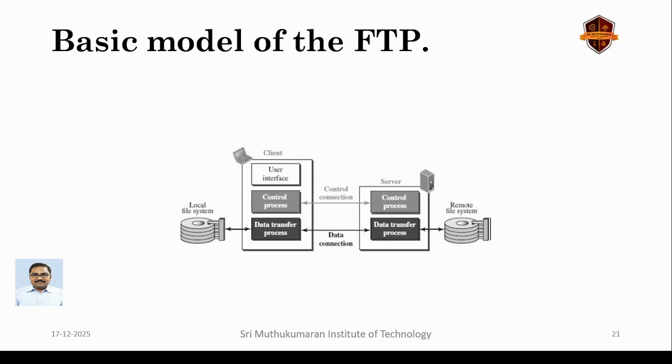You can see the diagram. So we have a local system here that is connected to the client. Inside the client we have the user interface, control process, and the data transfer process. Coming to the server side, it also has the control process and the data transfer process, and the server side has a remote file system. Now this control process is responsible for establishing the connection between the client and the server, and the data transfer process is responsible for transferring the data. So this is the basic structure of FTP, that is the file transfer protocol.